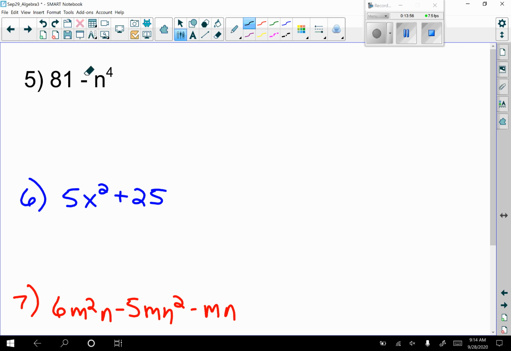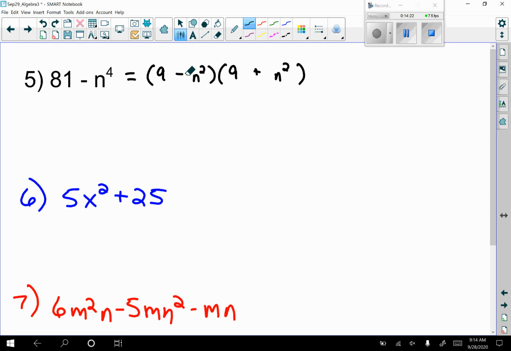With the 81 first, it is a perfect square. N to the 4th, because that 4 is an even number, that's also a perfect square. There is no GCF here, so I'm just going to start by making 2 sets of parentheses. Start with the square root of 81, which is 9, so 9 is going to go in there first. And then the square root of n to the 4th would be what, guys? Half of that 4, so it's going to be n squared and n squared. Then I get 1 plus sign, 1 minus sign.